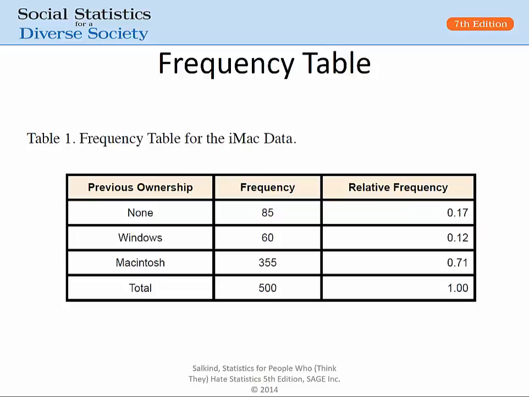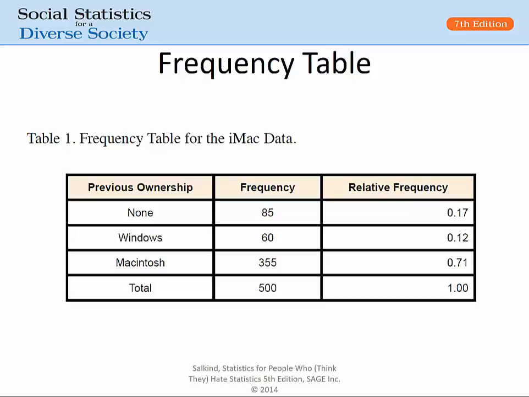And so those who had no computers prior to having an iMac, there were 85 people. Windows type computers, 60 people, and Macintosh, 355, for a total of 500. So we know that those frequencies are the counts, but in the column on the far right, there's relative frequency. And the relative frequency we can think of as the proportion of people in that category relative to the total number of people. So 85 people out of the 500 individuals total is 0.17. That's the proportion. 60 people is 0.12. That's the proportion. 355 equals 0.71, and that's the proportion.